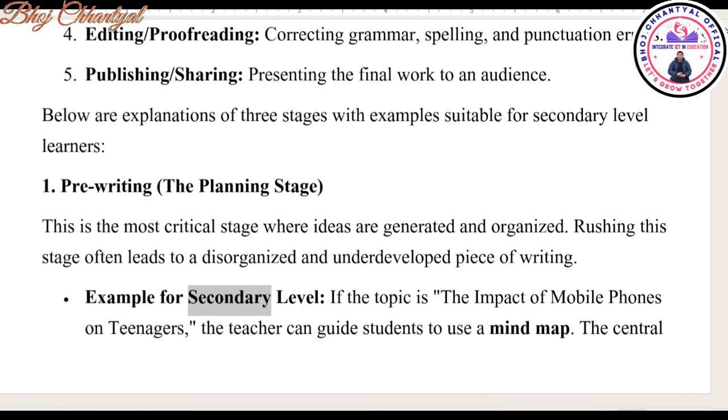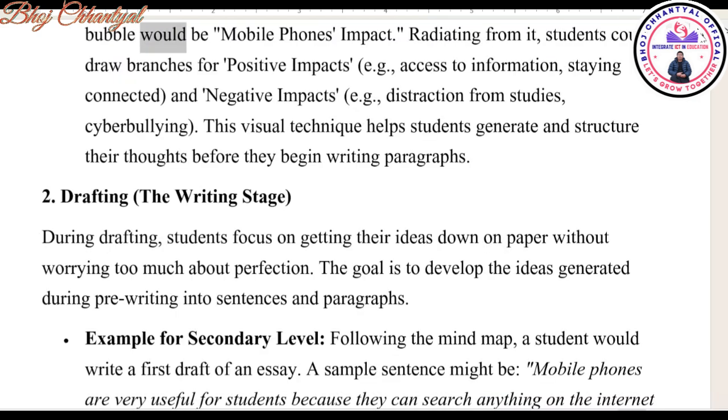Example for secondary level: if the topic is the impact of mobile phones on teenagers, the teacher can guide students to use a mind map. The central bubble would be mobile phones' impact. Radiating from it, students could draw branches for positive impacts, example access to information, staying connected, and negative impacts, example distraction from studies, cyberbullying. This visual technique helps students generate and structure their thoughts before they begin writing paragraphs.